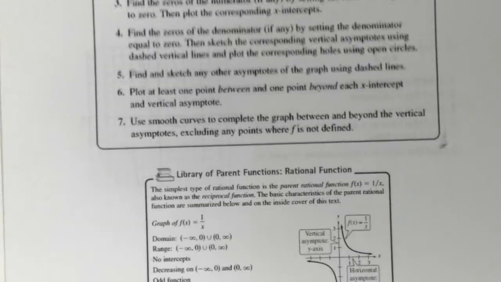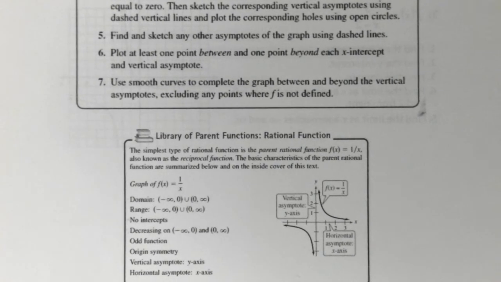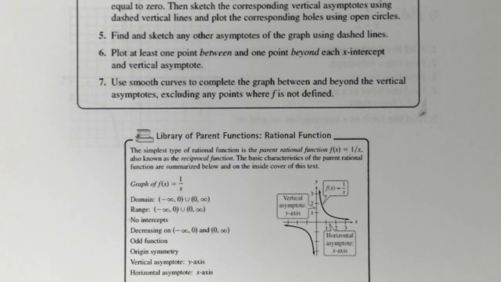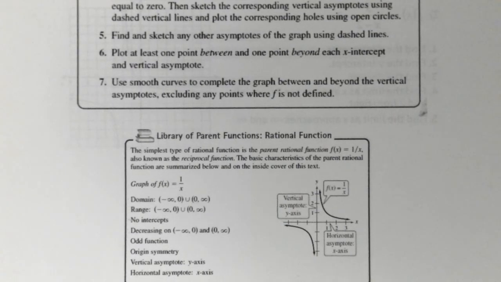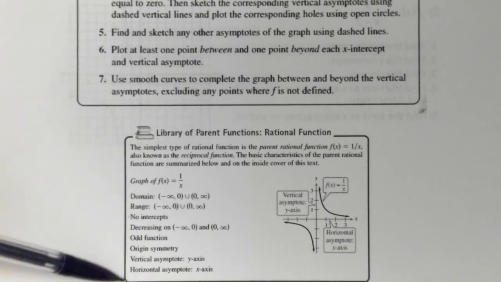All right. Then next we have the parent function, parent rational function. Remember, a parent function is the simplest equation of each type of function, and the simplest rational function, the parent rational function, is f of x equals 1 over x. Okay, so we have it graphed here, and so here are some characteristics of that graph.